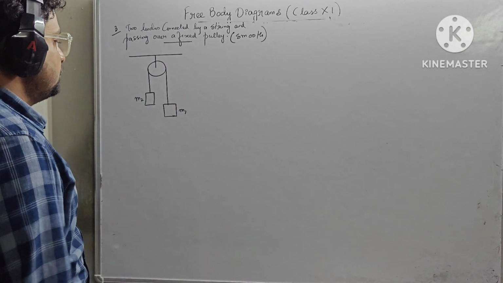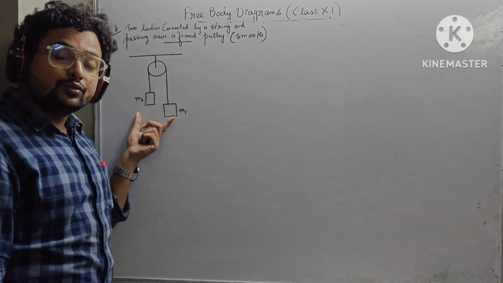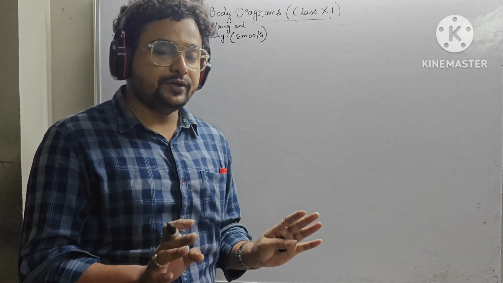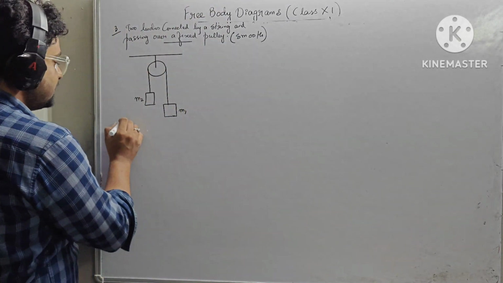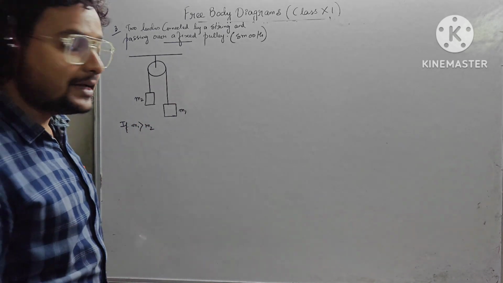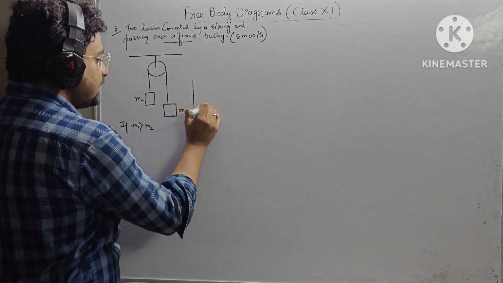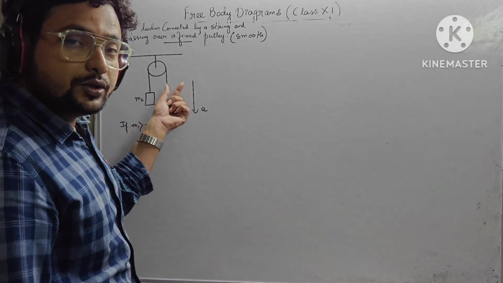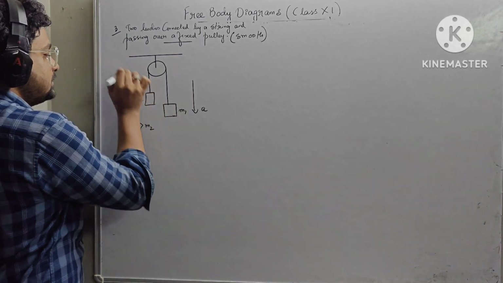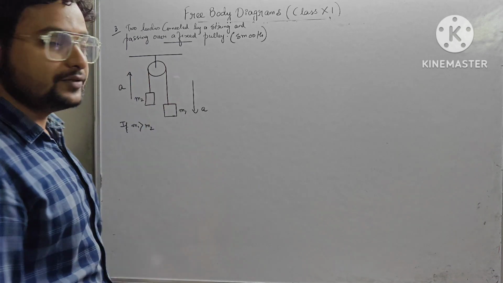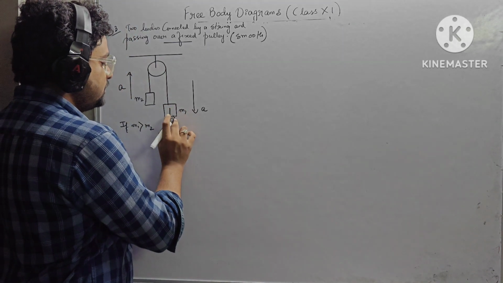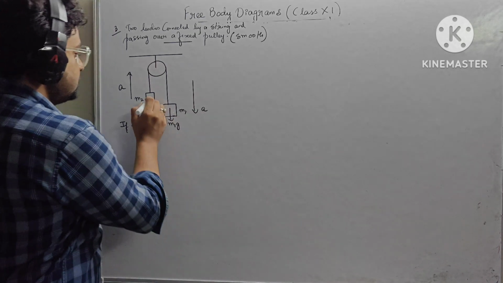Okay. Now, over here, if M1 is equal to M2, then we know that the pulley will stay in equilibrium. But if M1 is greater than M2, in that case, what is going to happen? In that case, this M1 is going to come down with an acceleration, and M2 is going to go up with the same acceleration. What are the forces that are acting on the body? This one will be M1G. This one will be M2G.